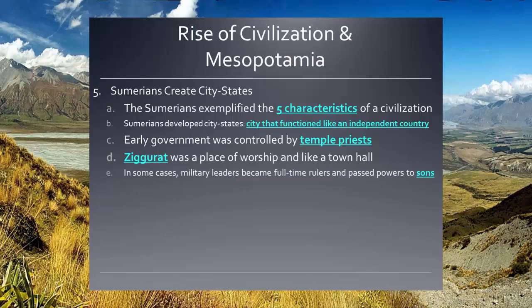Sometimes, depending on which city-state you lived in, a military leader would become ruler and pass his power to his son or other relatives upon his death. When leaders pass on their leadership to a family member, the family becomes part of a dynasty. A dynasty is simply a series of rulers that came from the same family.